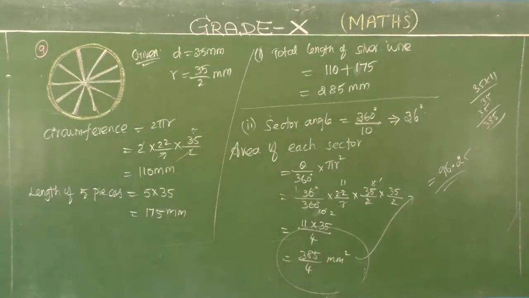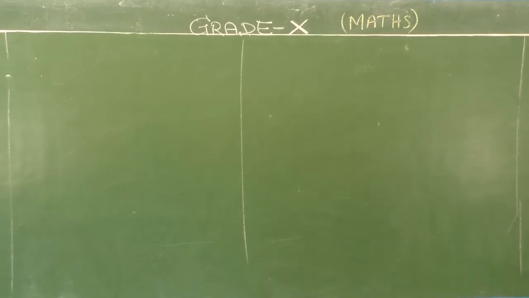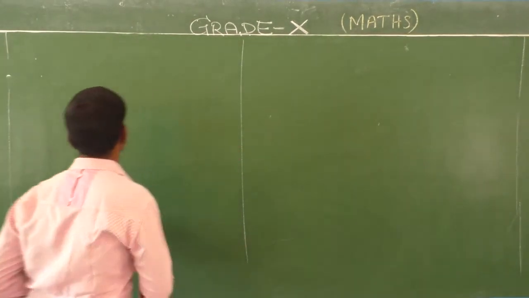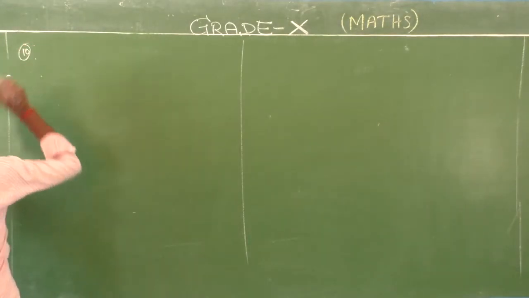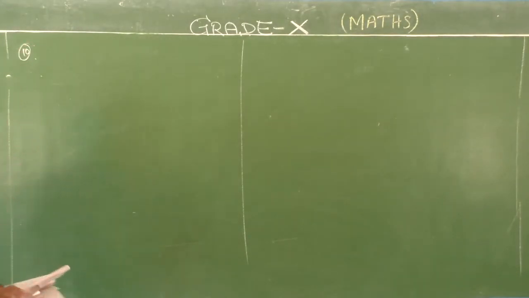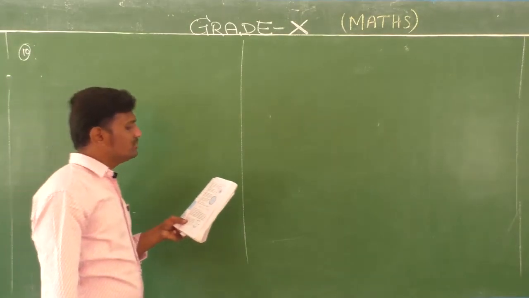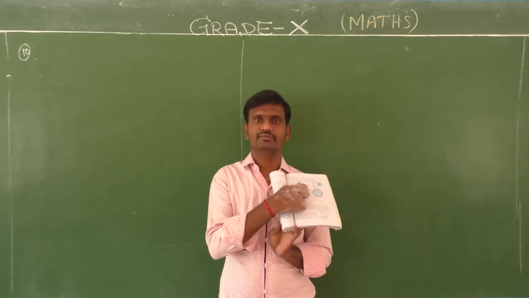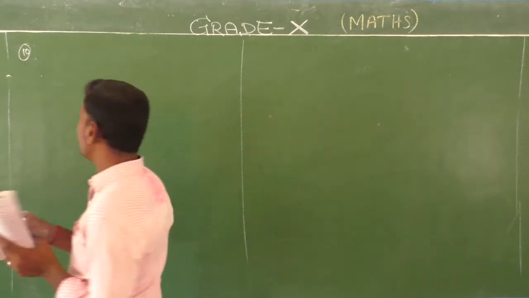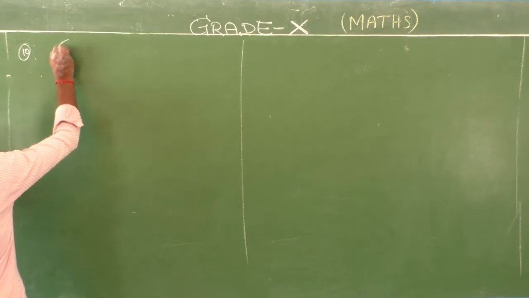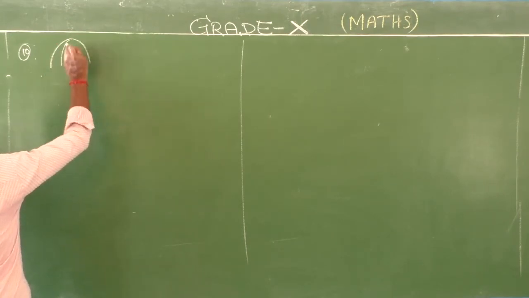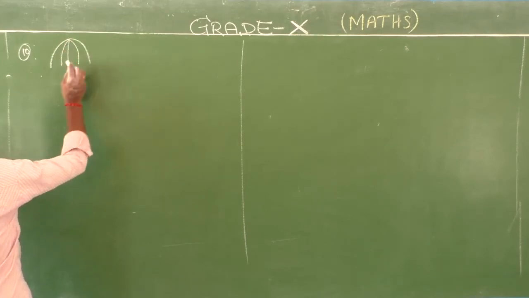And next question, we want to move to the umbrella. So, student, next question number 10. Question number 10, that is the umbrella question. An umbrella has 8 ribs, which are equally spaced. See the figure. Already they have given the figure. So I am drawing it roughly. So this is your umbrella.